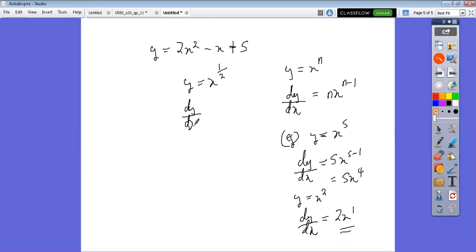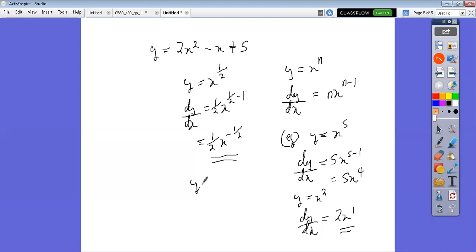If I have y is equal to x to the power of half, dy over dx is equal to half x to the power of what? Half minus 1. Remember, it's always minus 1 here. Half minus 1 is minus half, so that is half x to the power of minus half. Are we together?